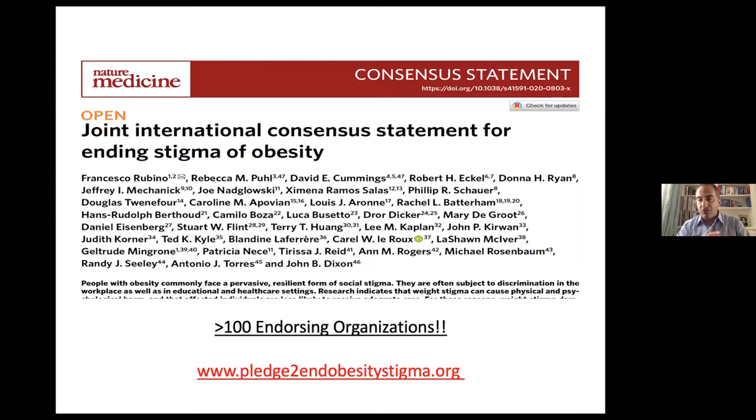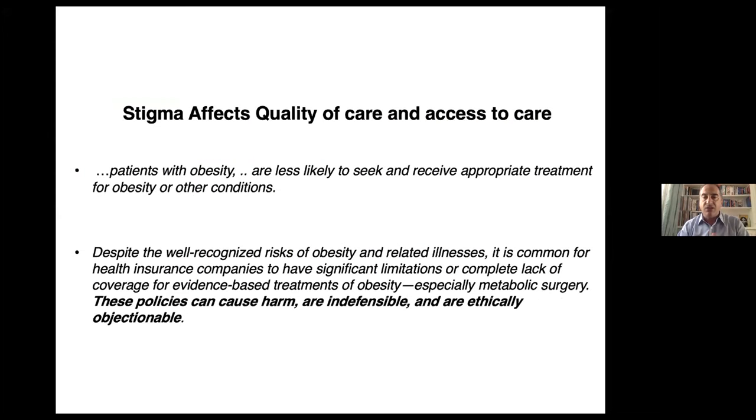These are the conclusions of a major international consensus conference that we published last year in Nature Medicine, and that says that stigma of obesity is a barrier to access in many ways, because it makes people not come forward. Patients do not seek and they don't receive appropriate care, including surgery, but also there are many roadblocks in access to surgery, including insurance policies that are indefensible according to the group and ethically objectionable, and that needs to be addressed.